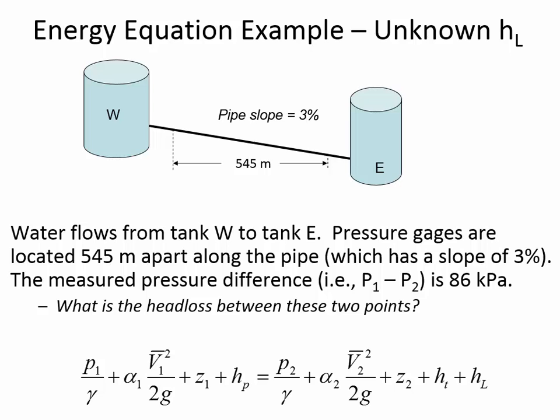So the pump head term is on the left side of the equation, and then later on the turbine term and the losses, both of those terms are on the right-hand side of the equation, meaning that that energy is removed from the system as water flows from 1 towards 2. So any questions about the energy equation in general before we apply it to this example?